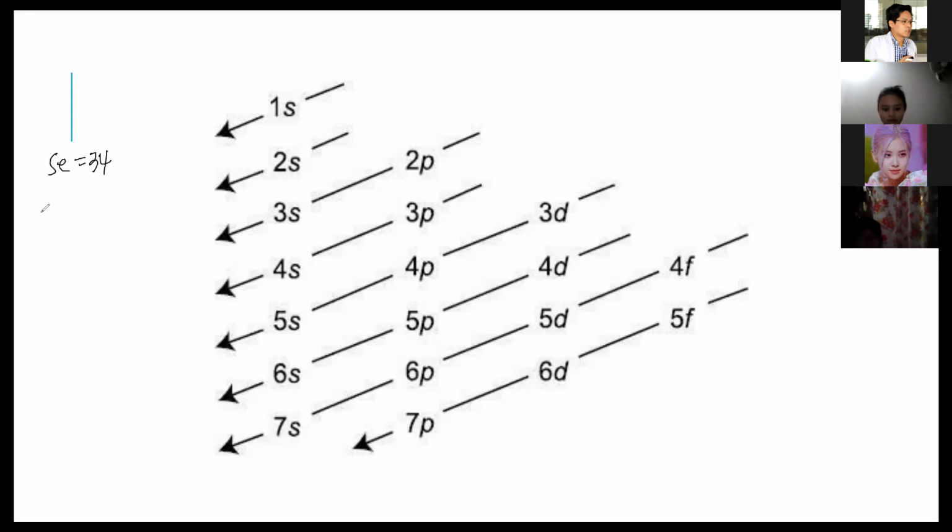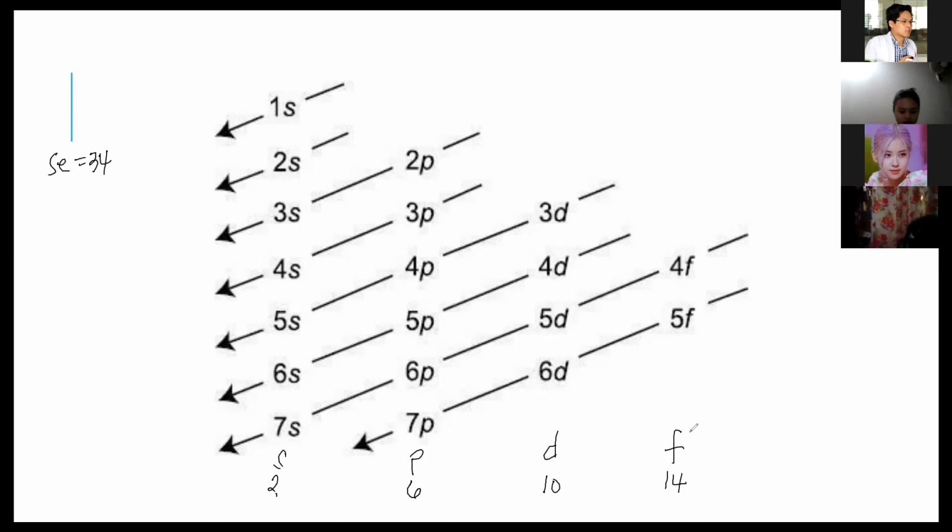So again, the S suborbital can only accommodate up to 2 electrons. P suborbital can accommodate up to 6. D suborbital can accommodate up to 10, and F suborbital can accommodate up to 14 electrons. 2, 6, 10, and 14. Now we are ready to extract the electron configuration of selenium.